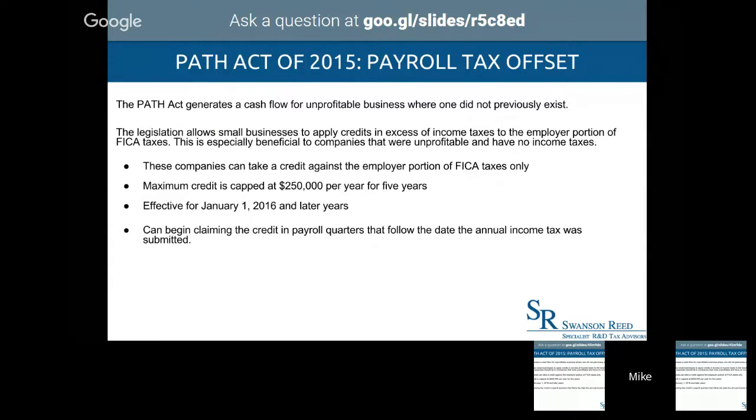There is a cap on it at $250,000 per year for 5 years. And it's effective. The way the law reads, this is Section D of the law, Section 121. It says effective for tax years beginning after December 31st of 2015. Well, guess what? The first beginning date then would be January 1st of 2016.